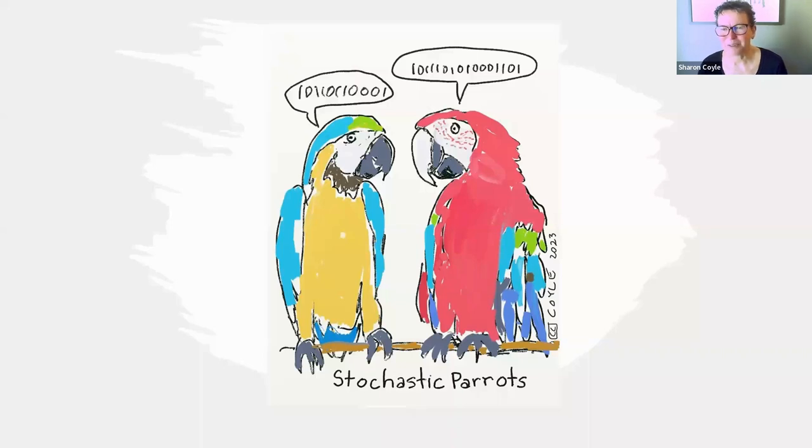So here's my little drawing of stochastic parrots, just to help you remember that. It's not telling you real things. It's using probability to just put sentences together that sound good, that it thinks you want.